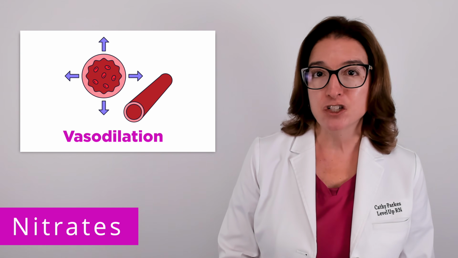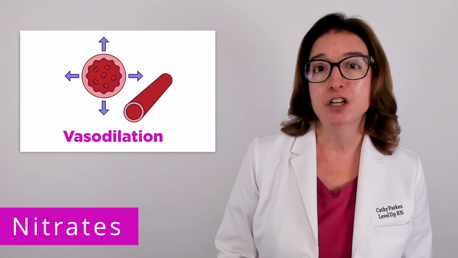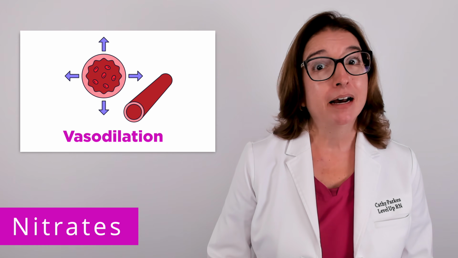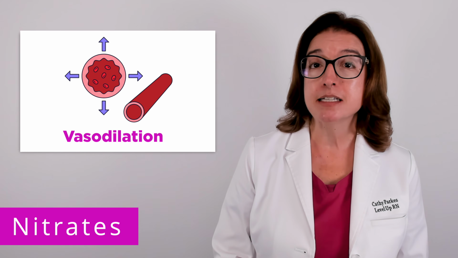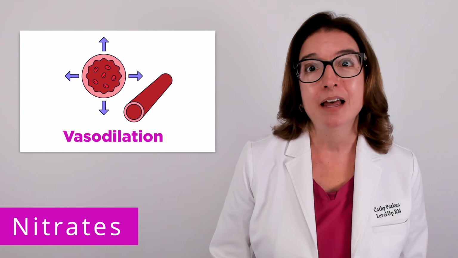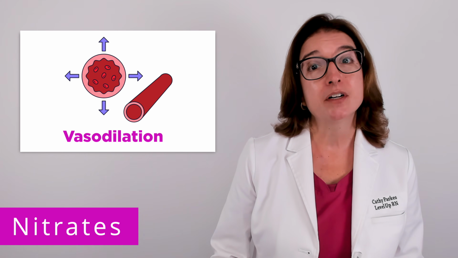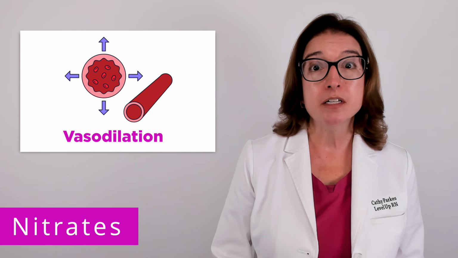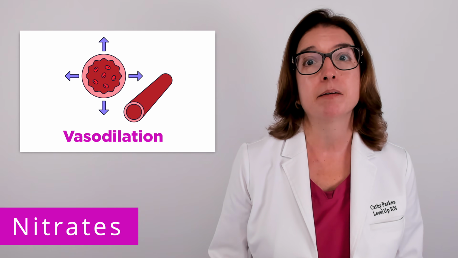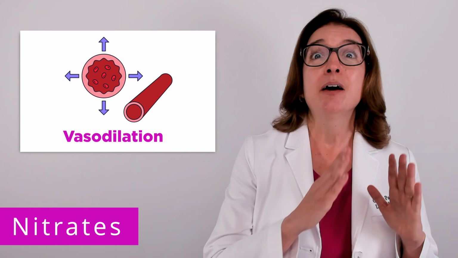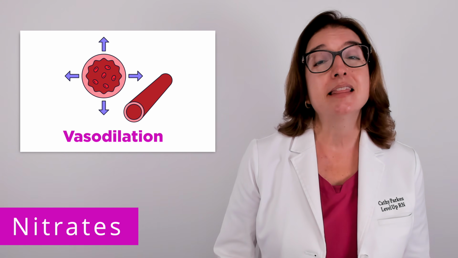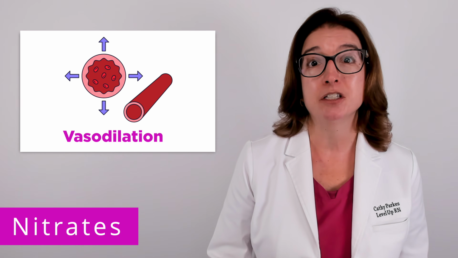In terms of mode of action, nitrates cause vasodilation of the veins and at higher doses of the arteries as well. By relaxing the veins, this decreases the amount of blood that is returned to the heart, which decreases preload. And at higher doses, afterload is also decreased, which reduces the amount of resistance that the heart has to overcome to pump blood into the body. So by decreasing preload and afterload, the heart doesn't have to work as hard, and this decreases myocardial oxygen demand.